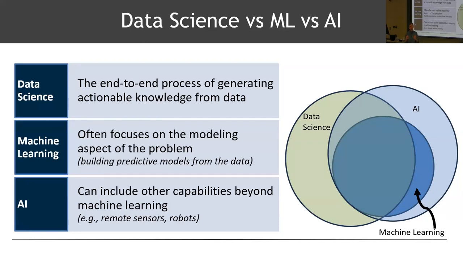So as I mentioned, my goal here in a very short amount of time is to give you a high level understanding of data science, but also machine learning and AI. Those are all terms that people use. Some of them are interchangeable, but they're not fully interchangeable. So you can see that in a little Venn diagram.